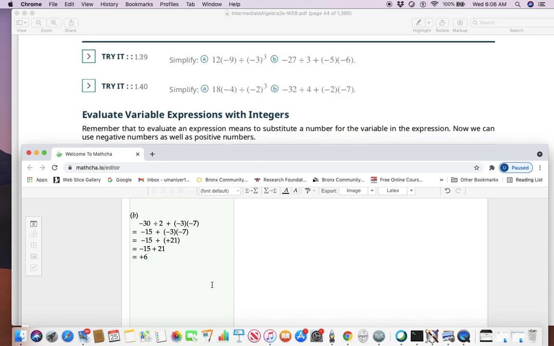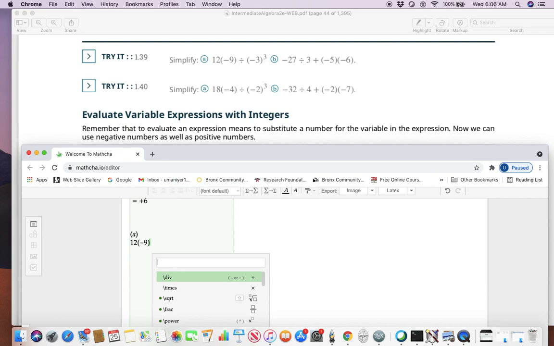Let's try one more simplification. A part. 12 times (-9) divided by (-3) to the power 3. Okay, that's a multiplication, that's a division, and that's a power. So exponent takes precedence. So I'll write everyone else as they are.